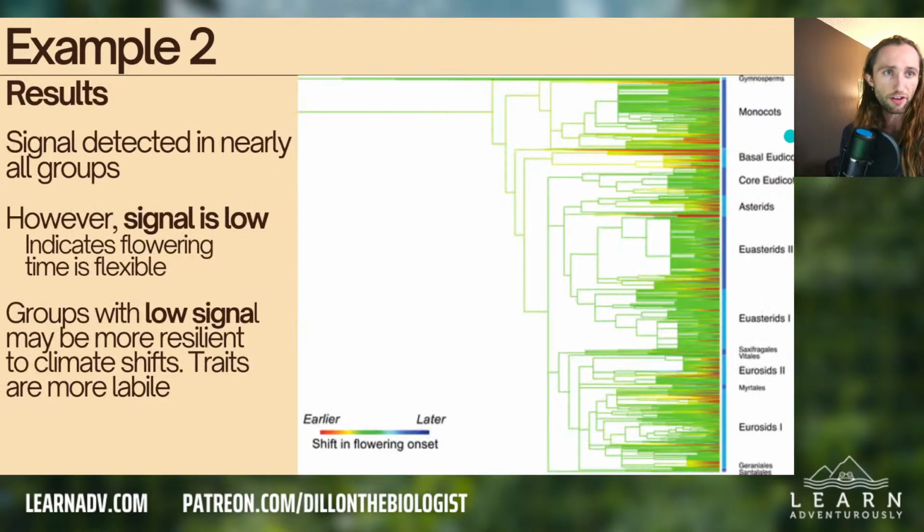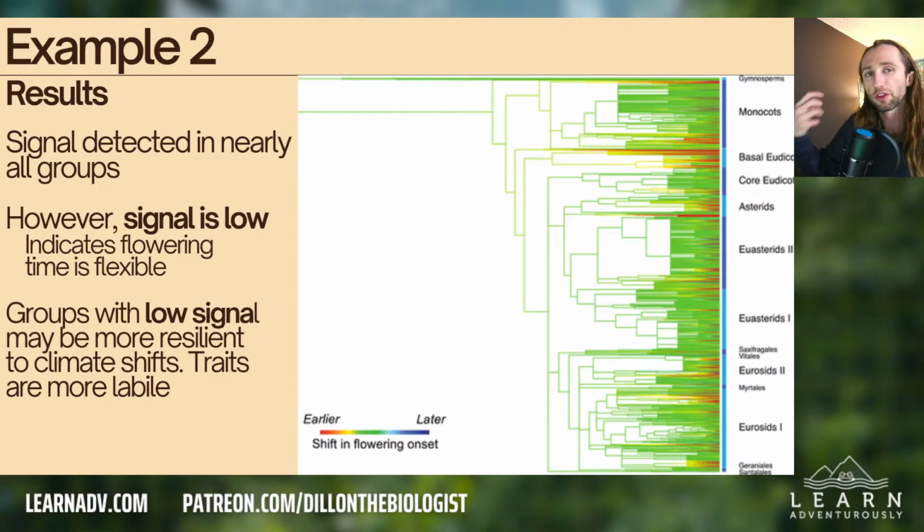What they actually found was really fascinating. So they did detect signal in nearly all the groups. Okay, this phylogeny right here is just showing the shift in flowering onset. Red means it's earlier. Blue means it's later. What they did find, even though signal was found in almost all the groups, it was very low. That actually indicates that flowering time is rather flexible.